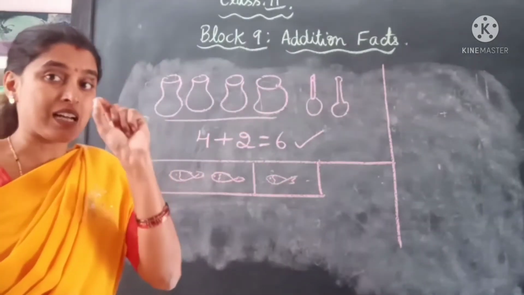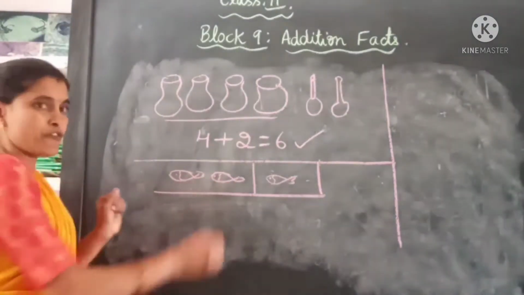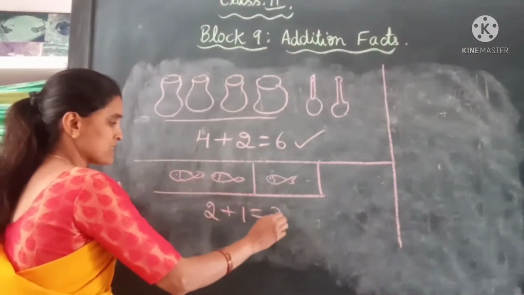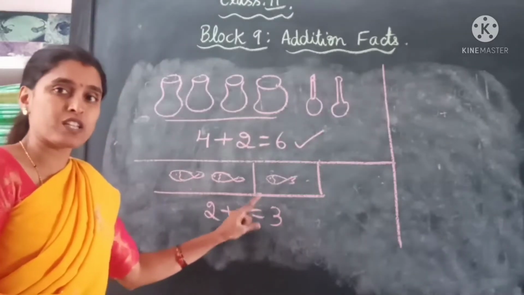Now let us write one more addition sentence for this picture also. See first how many fish there? 2 fish and one more. 2 plus 1, that is equals to 3. So this is the addition sentence for this picture.